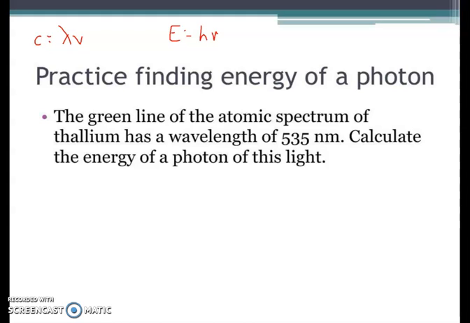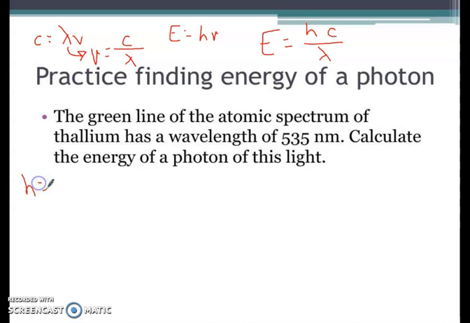What I will also do is this. You can either solve each equation separately, or you can solve our variables and then plug them in together. So if I rearrange our speed of light equation, then I can say that my frequency is equal to the speed of light divided by the wavelength. So then I can plug that into my energy equation, and my energy equation is equal to Planck's constant times the speed of light divided by the wavelength.